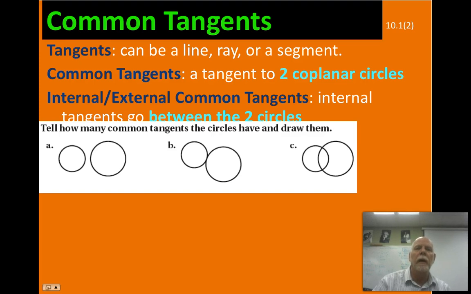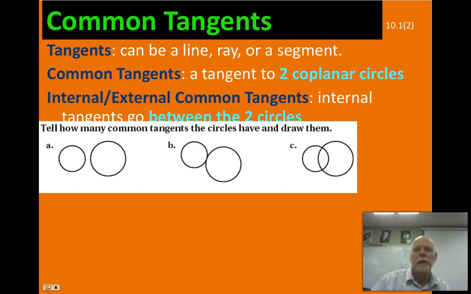So a little bit more about common tangents. What we mean by common tangents are a tangent to two coplanar circles, so a line that's tangent to two circles in the same plane. Notice that a tangent can be a line, it could be a ray, or it could be a segment as long as that segment extends beyond the circles. We don't really see segments very often, but sometimes. Okay. And so common tangents hit more than one circle, they hit two circles.